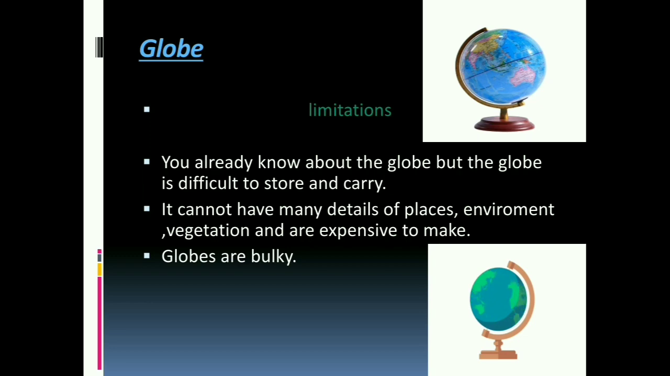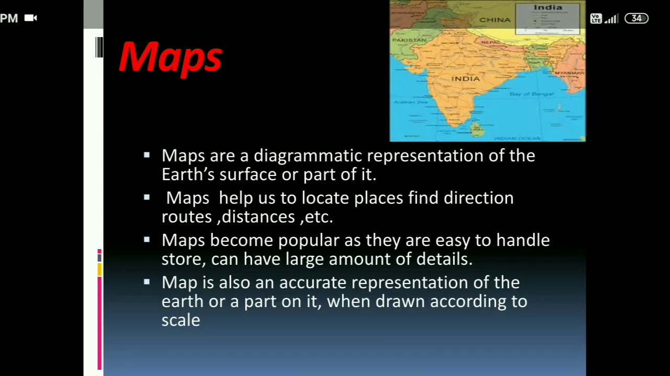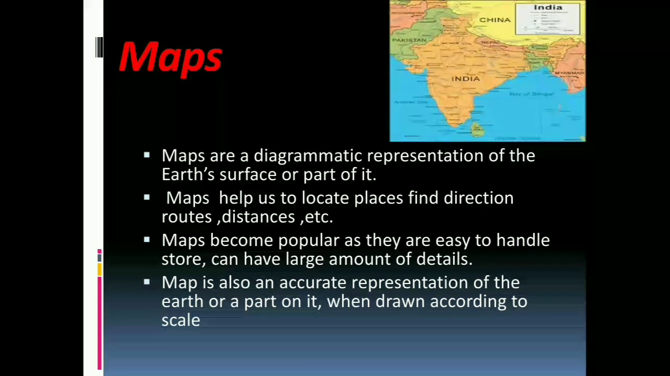Now we discuss the main point, maps. What is a map? A map is a diagrammatic representation of the earth's surface or part of it. It normally shows the natural features and man-made structures like road, town, bridges, etc. A flat surface is ideal to read from. It is because of this that maps were used instead of globes. Maps became popular as they are easy to handle, easy to store, and can hold a large amount of details.